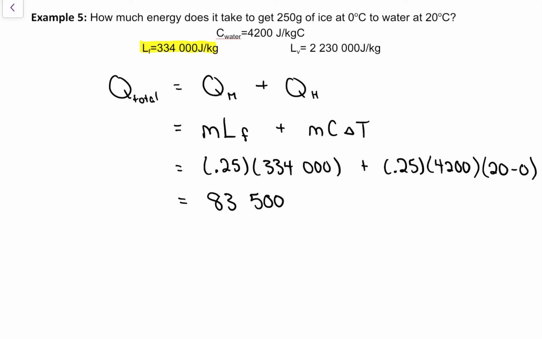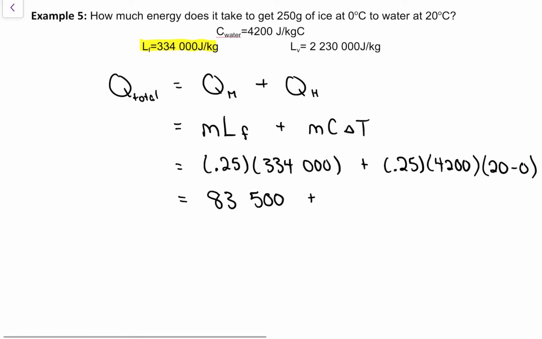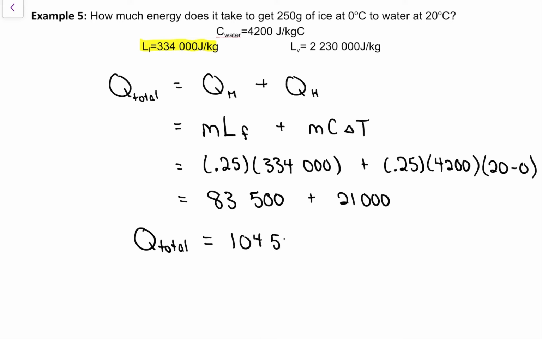That's how many joules it takes for it to go from solid water at 0 degrees to liquid water at 0 degrees. Then we heat up the water, cranking out this number. I got 21,000. That's how many joules it takes to get the water at 0 to be 20 degrees Celsius. To finish it off, the total energy required to do both of those things, just add them up, we get 104,500.